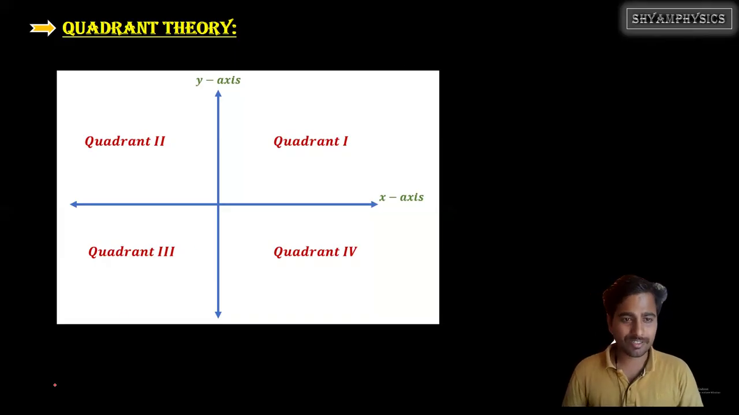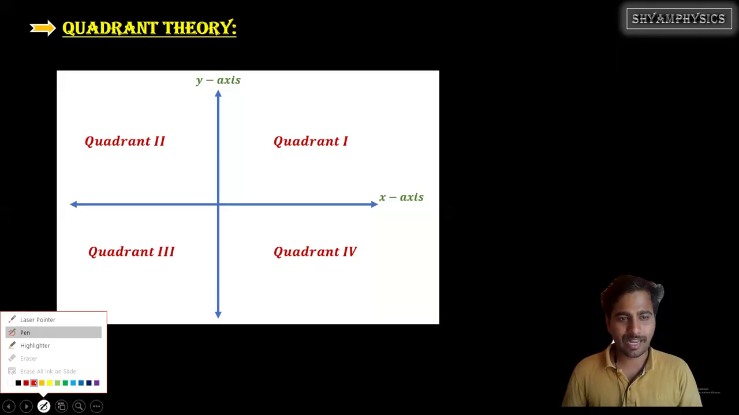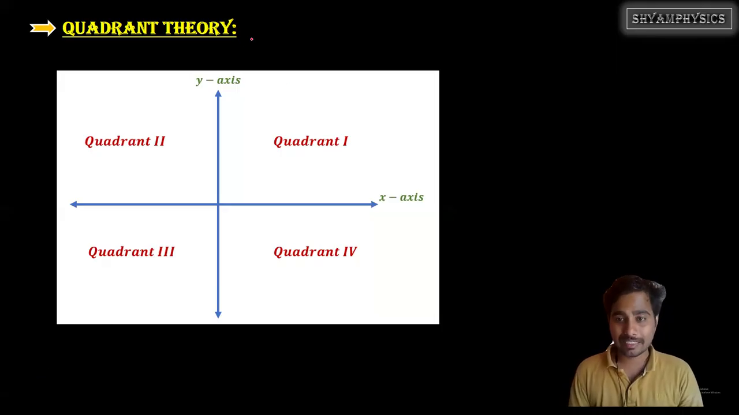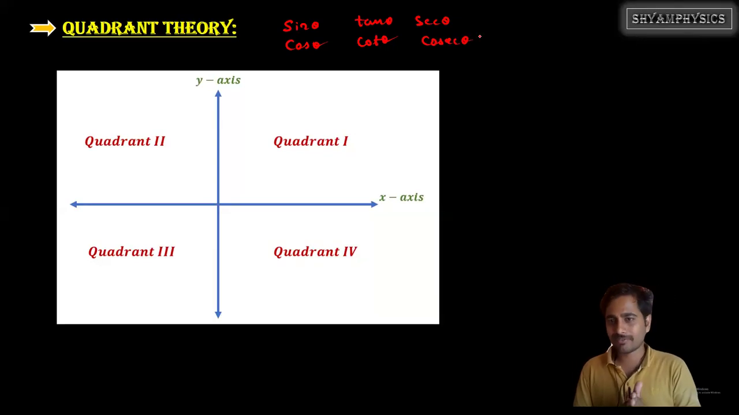Today in this class, we will discuss quadrant theory along with the reduction formulas. In quadrant theory, what we need to learn is very simple. Like what we discussed about the six trigonometric functions in the last class: sine theta, cos theta, tan theta, cot theta, secant theta, and the last one, cosecant theta. All these six trigonometric functions we discussed, and also how to write the values in a triangle we learned.